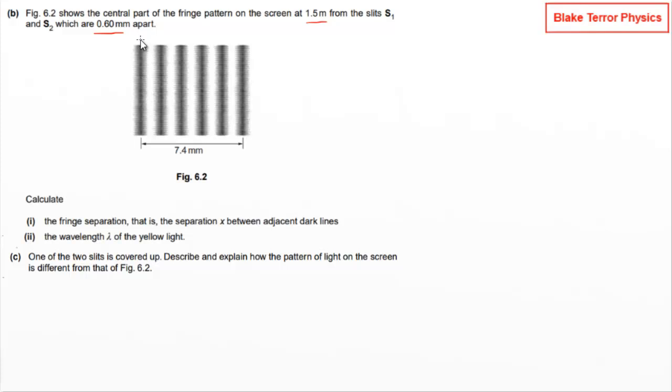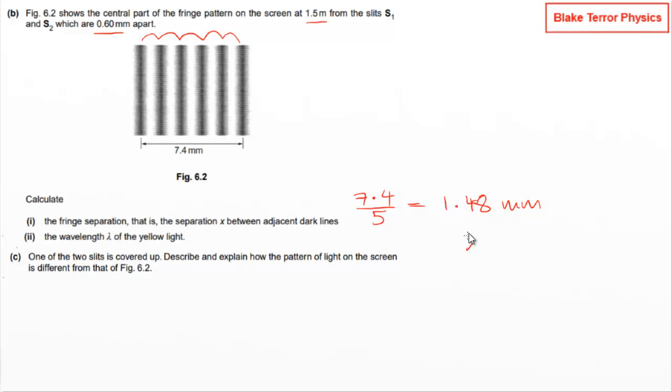Right, so how many have we got here? We've got 1, 2, 3, 4, 5 gaps over 7.4 millimeters. So we're going to have 7.4 divided by 5. So that's going to be 1.48. You divide by 10 and then double it, millimeters. So that was fine. Right, then we need the wavelength of the light.